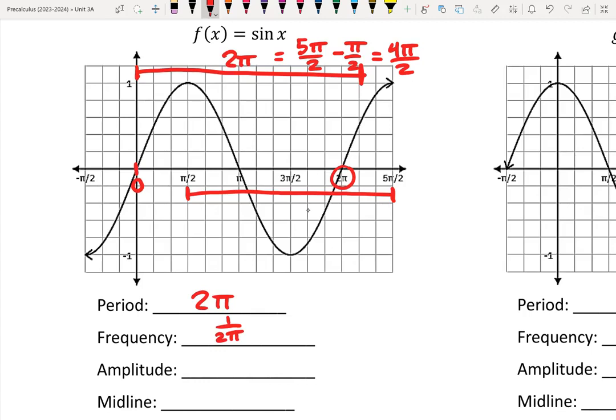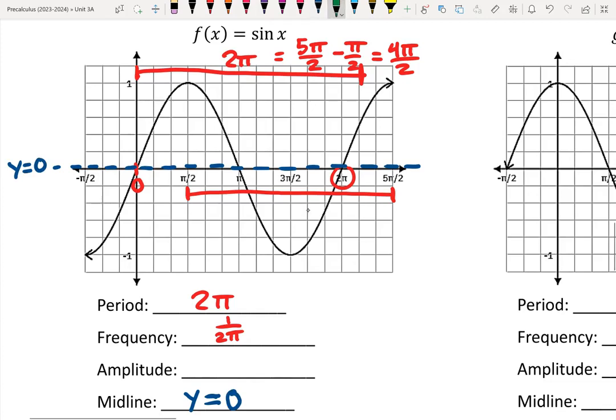All right, amplitude. What is the amplitude? Actually, often I like to do midline first, so I'm actually going to find the midline first. What is the line that goes through the middle of our graph? It's going to be a y value. So this is a midline. It is a line, and we're going to write it as y equals. What is that equation? What is that line? Y equals what? 0 in this case, right? So y equals 0 is our midline.